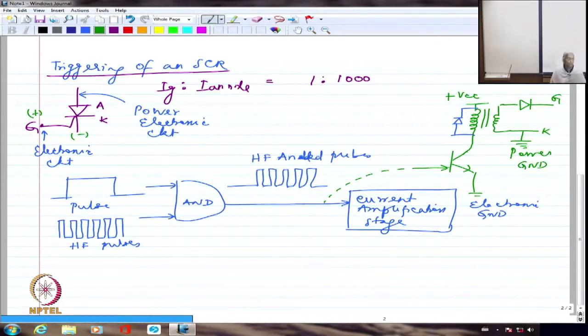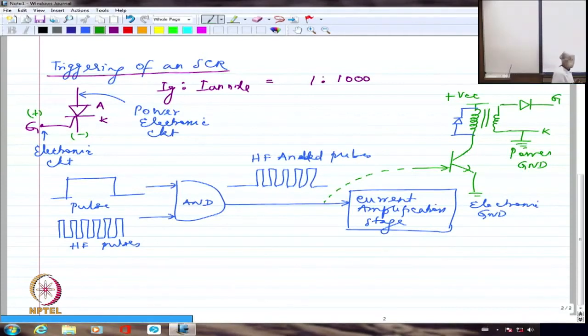Because invariably SCRs are used with AC supply. And at what point the alternating current goes from the positive half cycle to negative half cycle, or negative half cycle to positive half cycle, we may not be sure. So we want to make sure that we give it ample chance for conduction. That's the reason why we repeatedly give the pulses, so that it has ample chance to get into conduction. Right? So for SCRs, triggering is pretty simple.